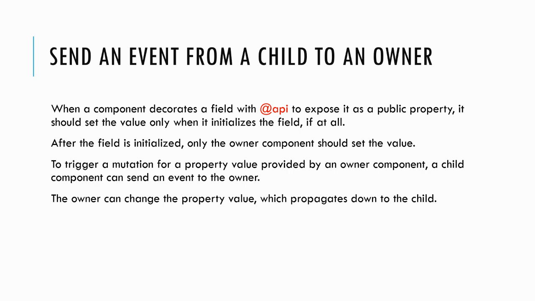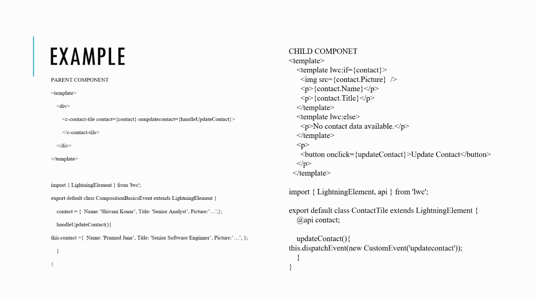The third thing says that if we want to do some mutation, then the child component should send something to the parent to notify it: please mutate this value or do a certain operation. In that scenario, this event comes into the picture. The child component creates an event and dispatches it, which is handled by the parent. The parent then does certain manipulations or updates to the property value, and the same is propagated to the child. This is the entire concept of how event handling happens when data needs to be communicated from child to parent.